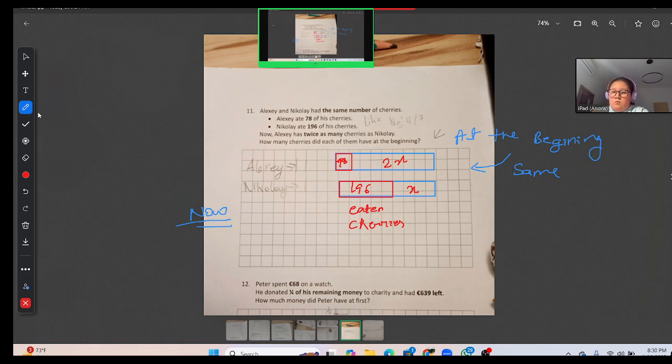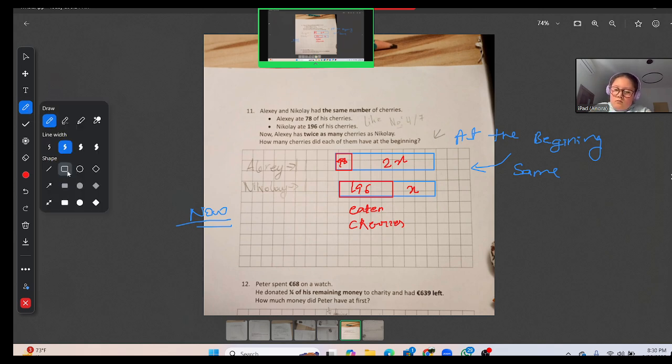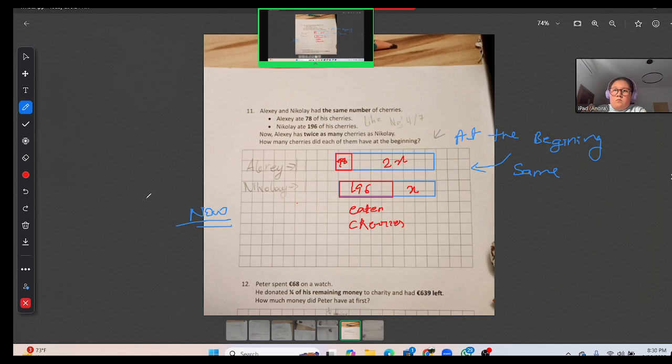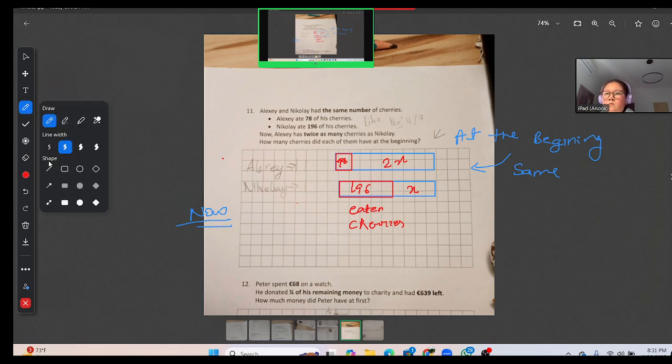Now, how we would do it is, basically we have to tell at the beginning how many they had. So how can we figure it out? We would write 78, sorry, that's not 98, that's 78. They both had the same number of cherries. So how can we solve it? If I subtract 78 from 196, what would I get? I would get this thingy.